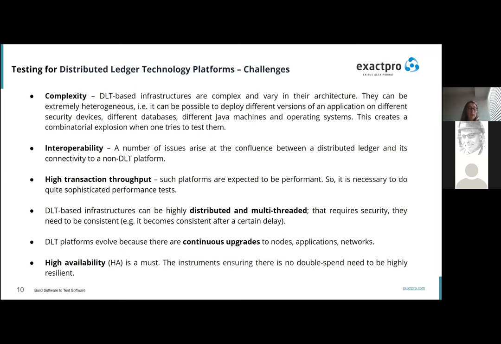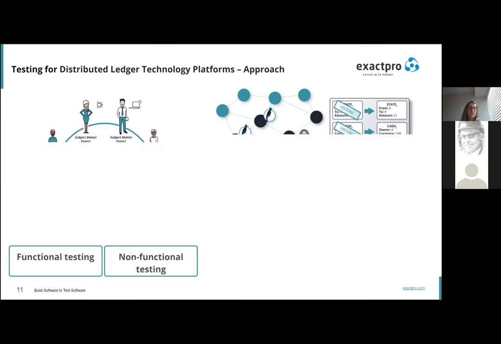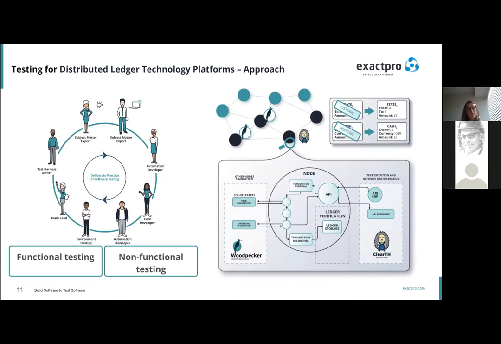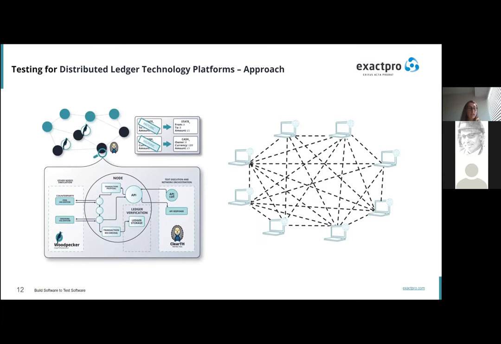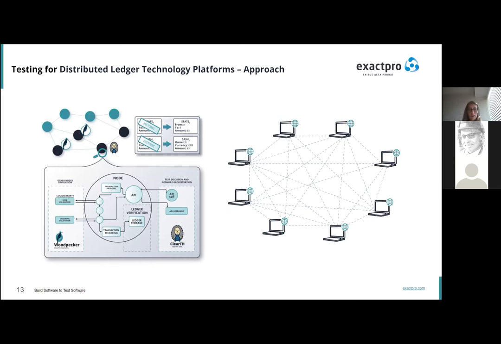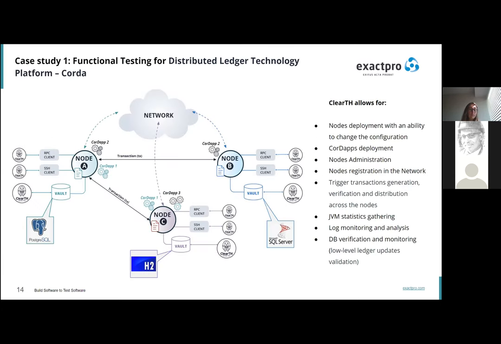And maybe another weak point here is, of course, continuous upgrades, where there is a risk that something will go wrong. And again, the error could be propagated to the entire network. Apparently, to address those challenges, we need a two-pronged approach with both functional and non-functional testing, be it testing of the network plumbing itself, or the distributed apps. So we found here that there are a number of test tool properties that we needed for testing DLT.